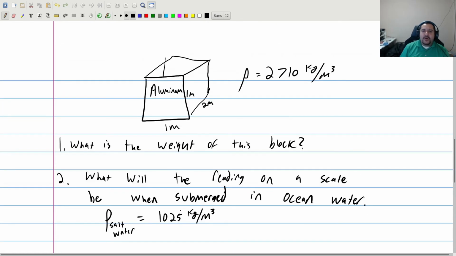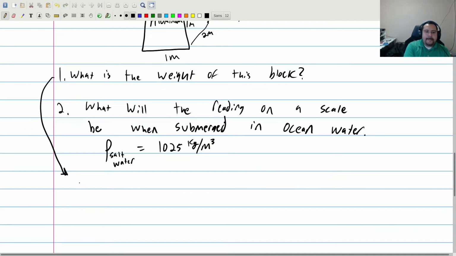Well, let's solve part 1 first. The first thing we need to do is determine this thing's volume. So, the volume of this object is going to be length times width times height, right? The length is 2 meters, the width is 1 meter, and the height is 1 meter. So this is going to be 2 cubic meters is our volume.